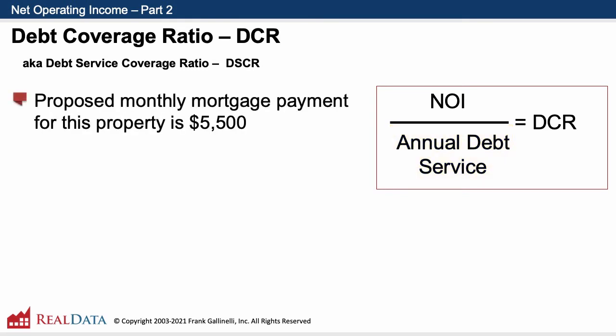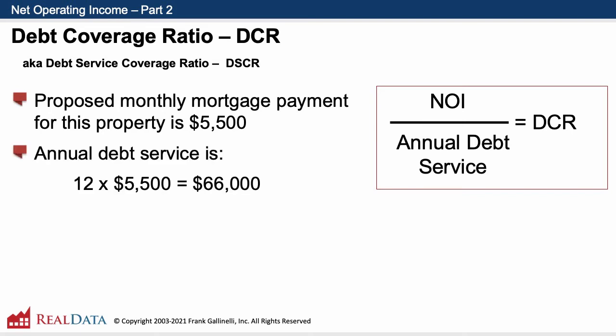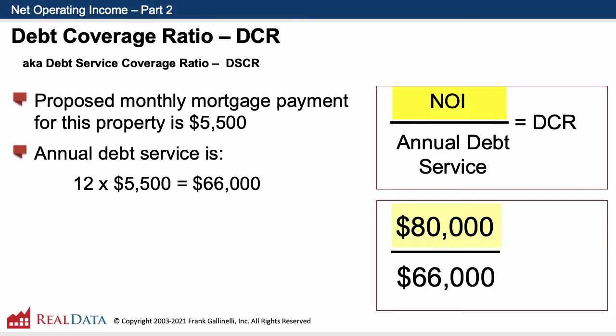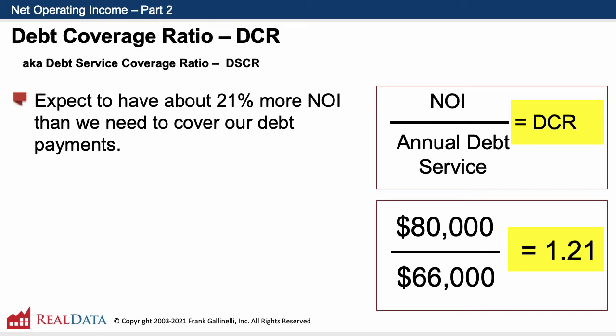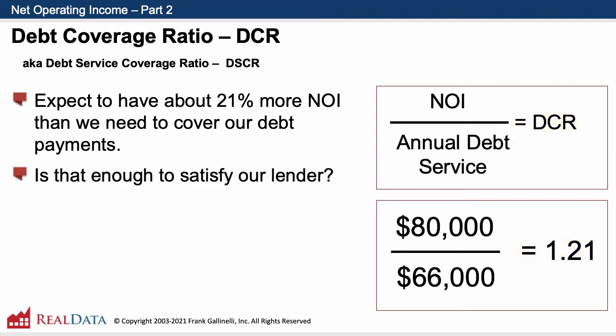Let's say our proposed monthly mortgage payment for this property would be $5,500. That means our annual debt service would be 12 times that amount, or $66,000. If our NOI is $80,000, then our debt coverage ratio would be $80,000 divided by $66,000, the NOI divided by the debt service, or about 1.21. And that means we expect to have about 21% more NOI than we need to cover our debt payments. Is that enough to satisfy our lender?